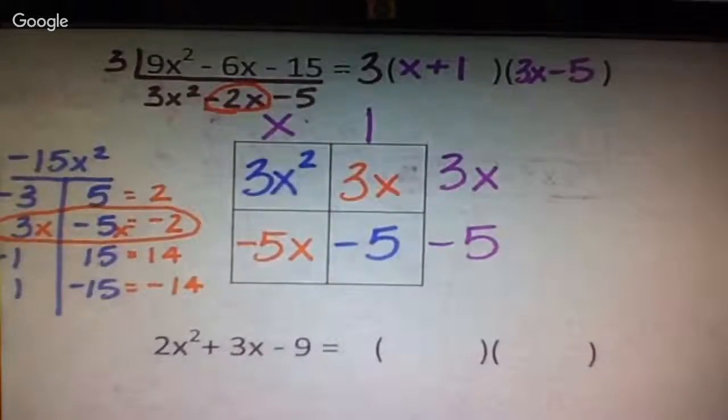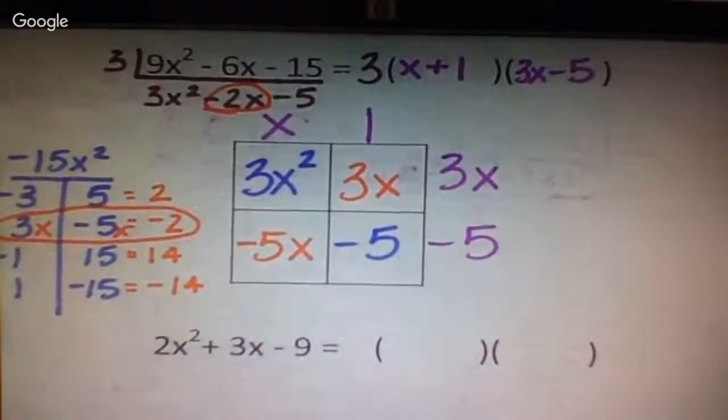First column, it shares a 3 and an x. This column shares a -5. This row shares an x. This row shares a 1. So all that happens is what I have across the top would be your side one, and what I have across the side becomes your top one. Does it matter what order we put them in?